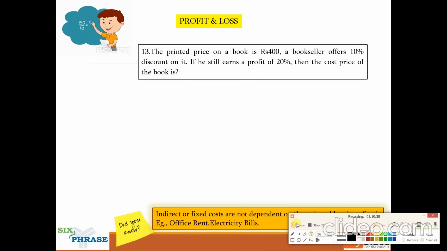Again, very easy one. The printed price is 400. The bookseller offers a 10% discount on it. So what do you do? 400 into 90 by 100. This will give you 360.